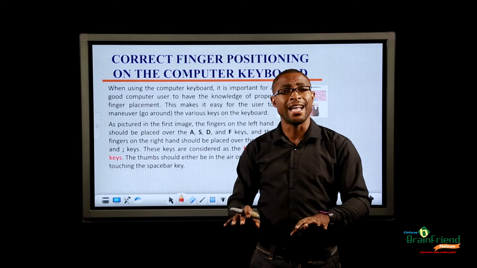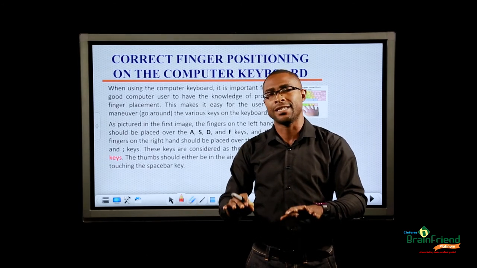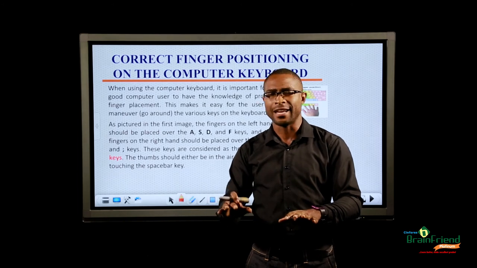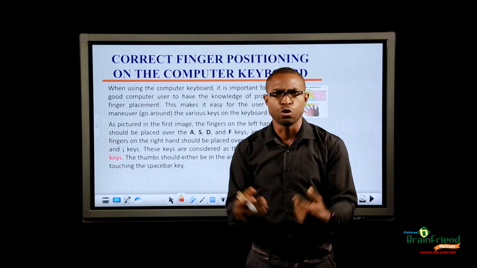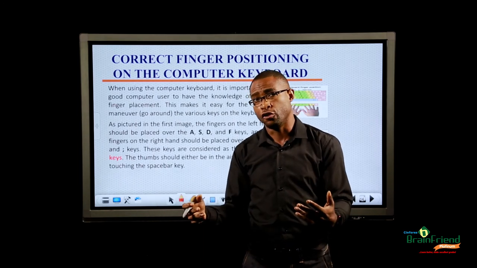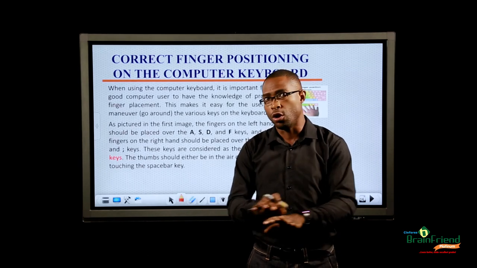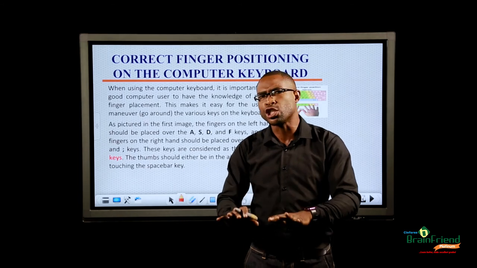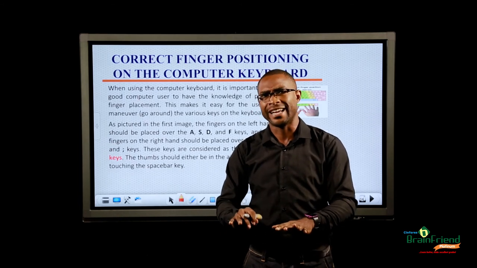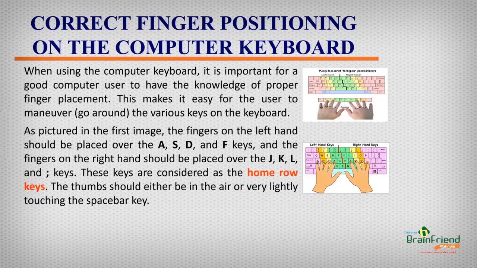By placing your hands on the home row, you're giving the other fingers the ability to move freely and return to the home row to rest. Like when you go out and perform other functions, you come back home to rest, right? That's the function of the home row. So when you place your hand on the home row, you are actually resting your fingers and allowing them to move freely when they need to perform their functions.